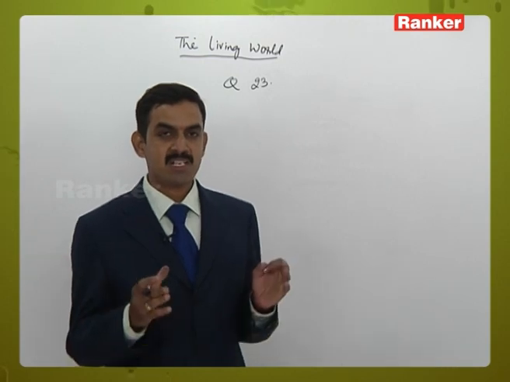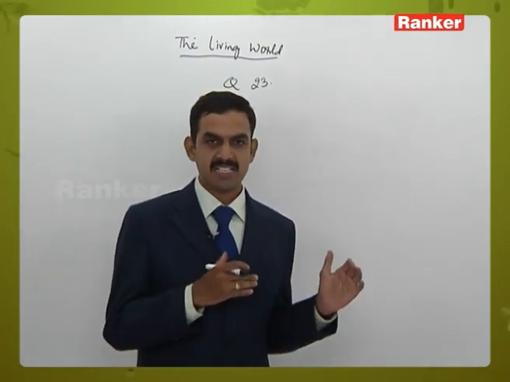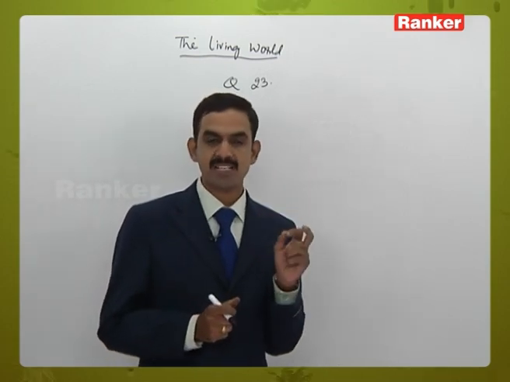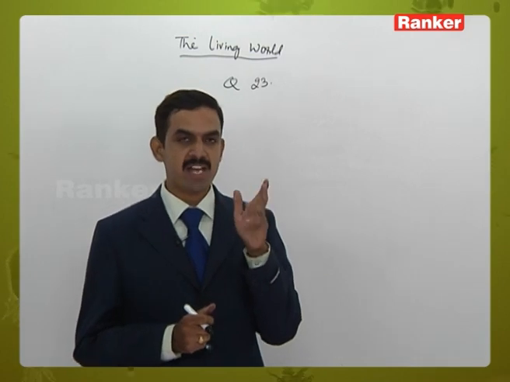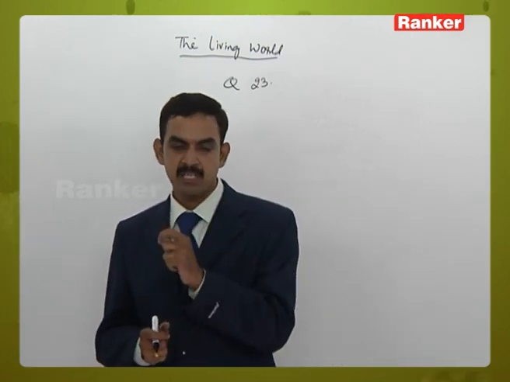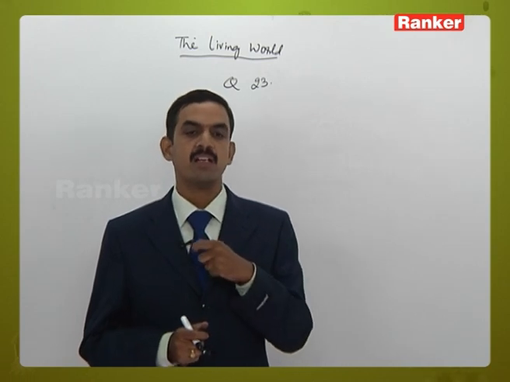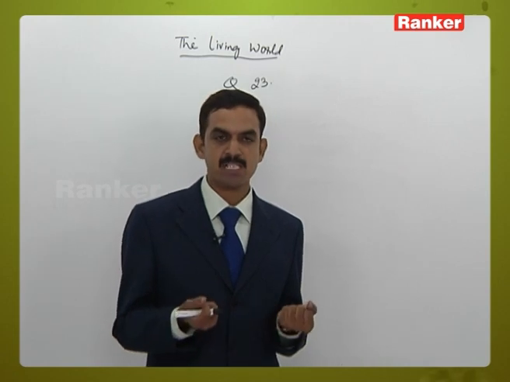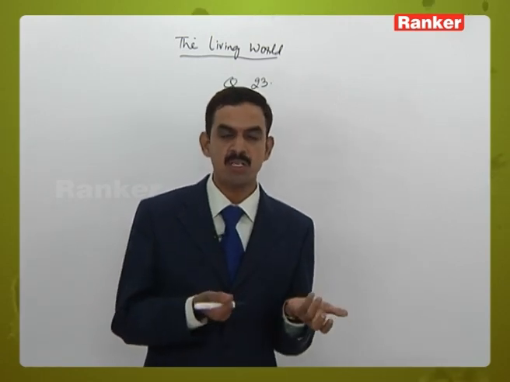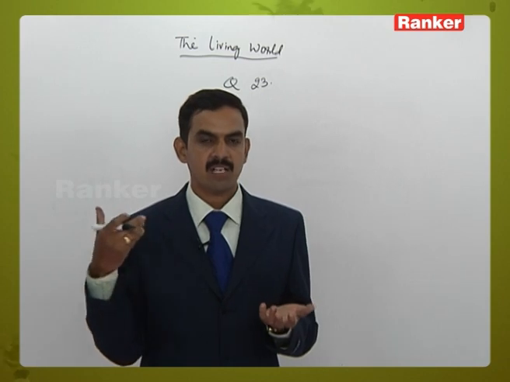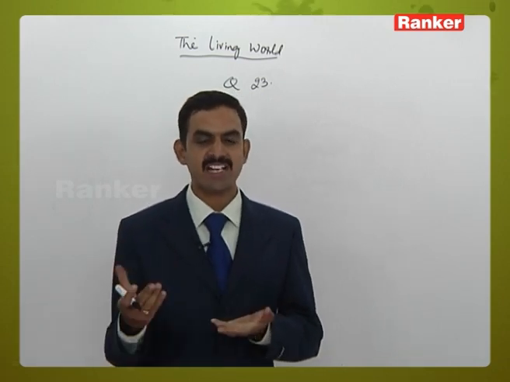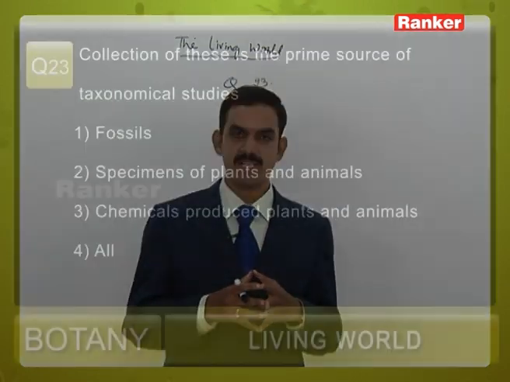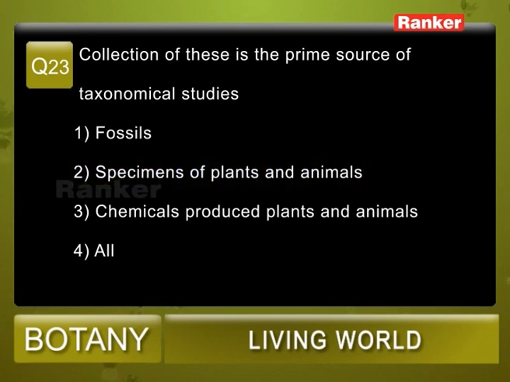Taxonomic study means identification, that is characterization, identification, nomenclature and classification. All these can be studied when at least a specimen of a plant or animal is present. So taxonomic studies can be done when specimens are collected. What is a specimen? A specimen is one which is in a fresh or dried condition, collected and preserved. So that collected and preserved material is called a specimen. So question number 23, the correct answer is 2.